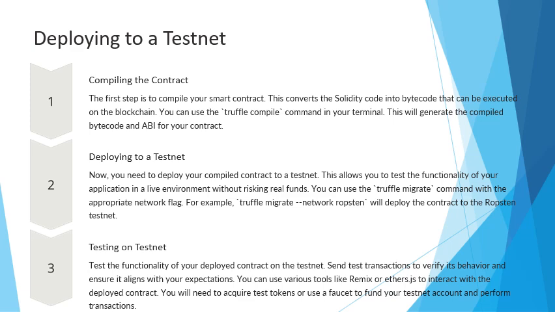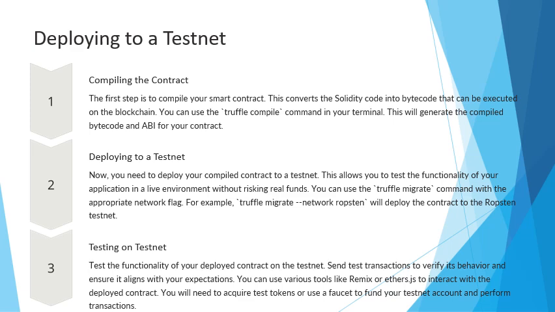Now, we need to deploy our compiled contract to a testnet. This allows you to test the functionality of your application in a live environment without risking real funds. We can use the truffle migrate command with the appropriate network flag. For example, truffle migrate --network Ropsten will deploy the contract to the Ropsten testnet.